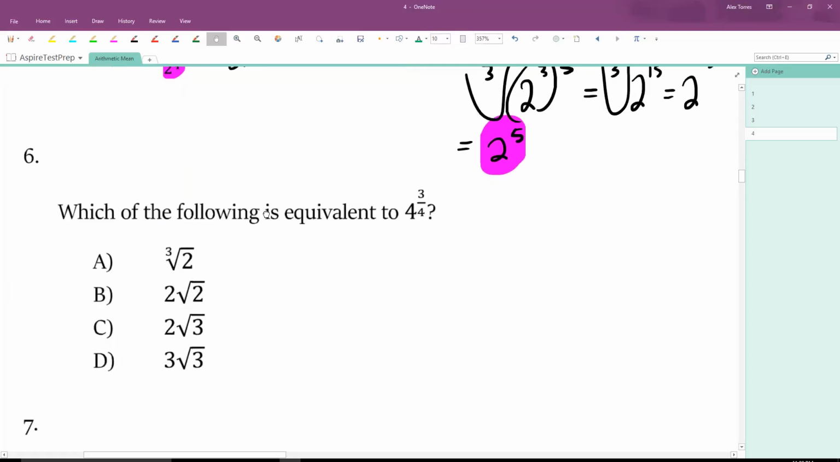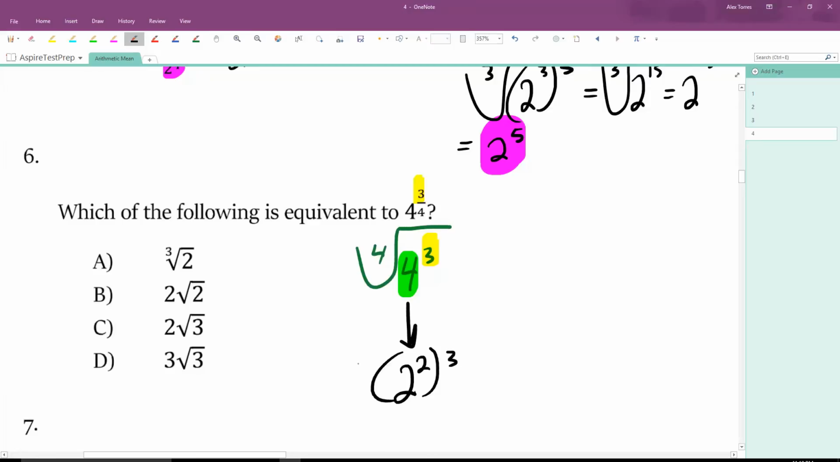Now moving on to number 6, we have 4 to the 3/4 power. So if I have 4 to the 3/4, that's the same as saying we have 4 to the 3rd, because the number that's on top is your exponent, and we have the 4th root of that. So to further simplify, we can just basically take this 4, rewrite it as 2 squared, and we still have the 3 that's here and the 4 that's here. Multiplying the 2 times the 3, we have the 4th root of 2 to the 6th.